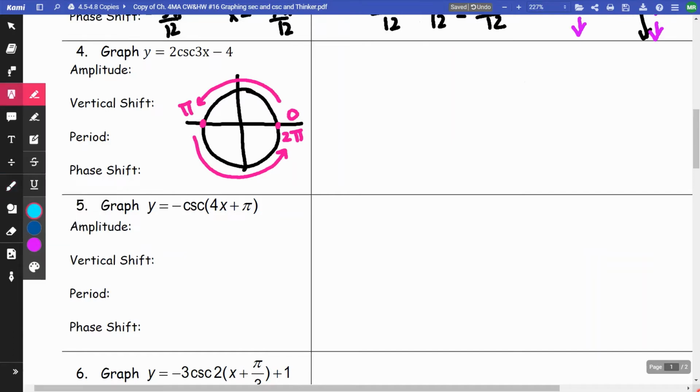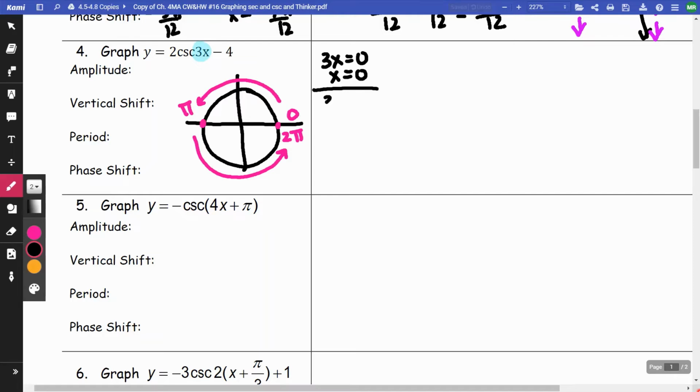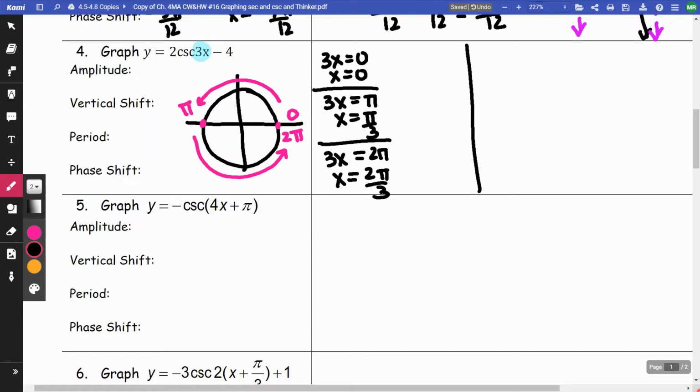So if I take my 3x here and I set it equal to 0, I get x equals 0. When I take my 3x and set it equal to pi, I get x is equal to pi thirds. And when I take my 3x and set it equal to 2 pi, I end up getting 2 pi thirds. So when I'm graphing this, my amplitude is 2, my vertical shift is -4, my period is 2 pi divided by 3, so 2 pi thirds, and none for my phase shift.